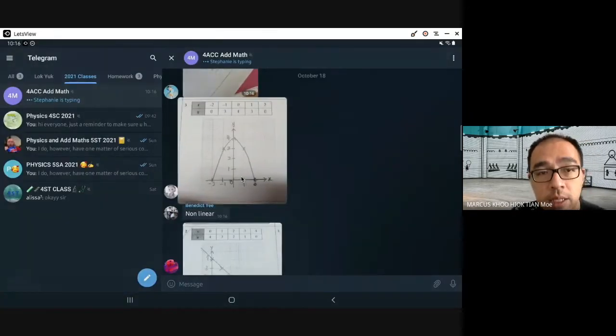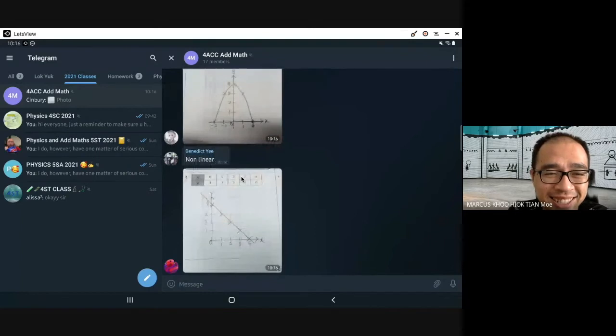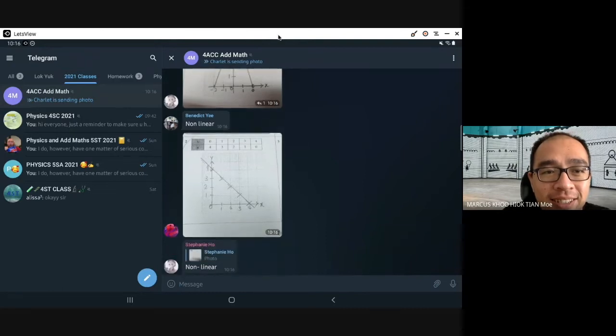Stephanie, is this linear or non-linear? Oh, sorry. Stephanie is typing in the chat. Don't know which chat to type. Okay, fine. Okay, non-linear. Okay, Charlotte is sending a photo. I'm just going to wait for Charlotte and then we'll continue, okay? The rest of you just continue to send now, okay?